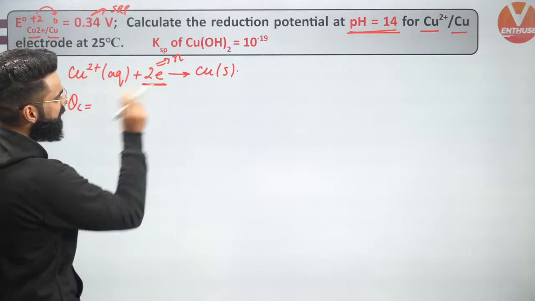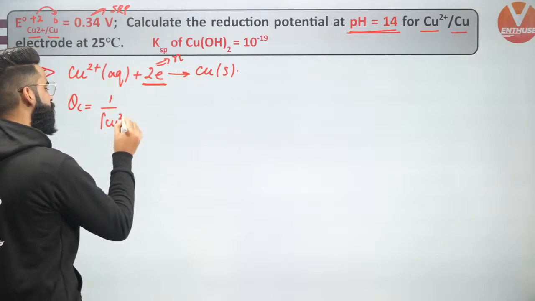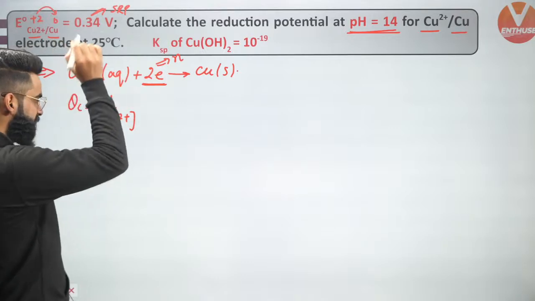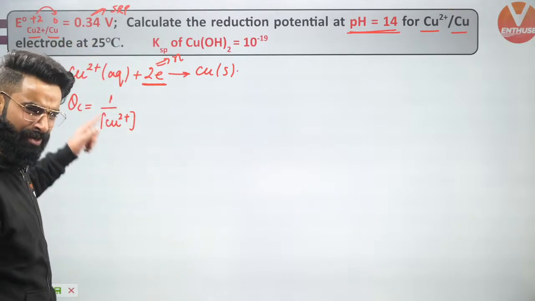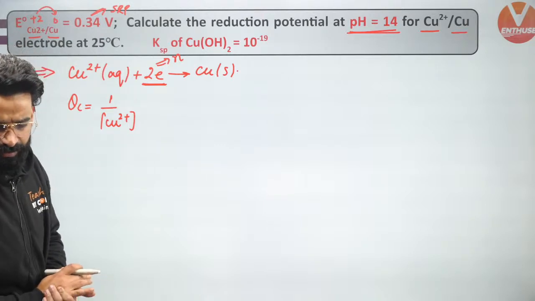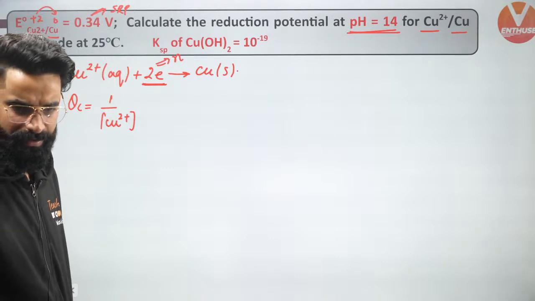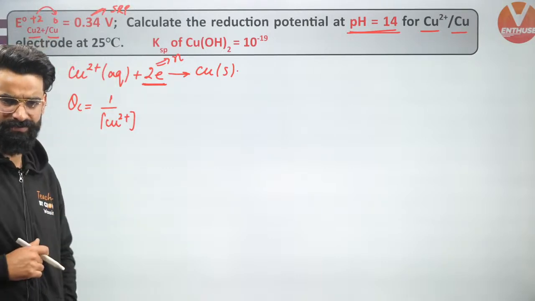Qc expression is going to be, this is in solid form, its active mass is unity, divided by concentration of Cu²⁺ raised to the power stoichiometric coefficient, that is 1. Right? But in order to calculate Qc, I need to have the Cu²⁺ concentration. Now the point is, where will I get that Cu²⁺ concentration?